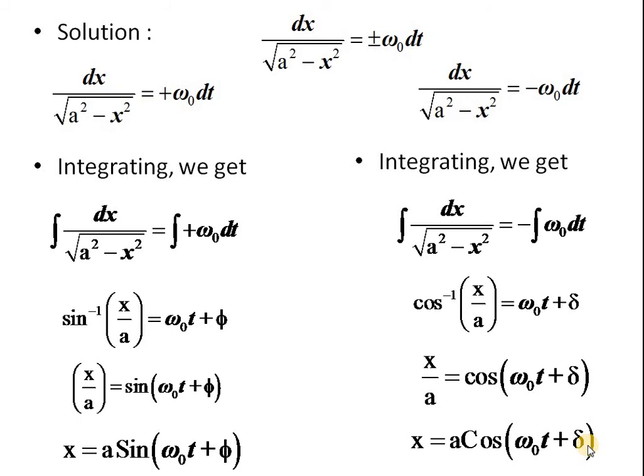So what does it show? It shows that the displacement of the body can be expressed either in terms of a sine function or a cosine function. Both are correct. Only the change will come in the integration constant, φ or δ. With appropriate φ or δ, you can use either x is equal to a cos(ω0t + δ), or you can use x is equal to a sin(ω0t + δ). Both are equally true. One can proceed with any of these solutions. So in many books you can see either a sine function or a cos function. Both are correct.